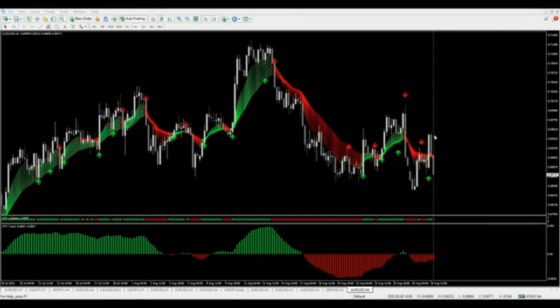What we're waiting for now is to get a red arrow to appear above this current candle, and when it closes with that red arrow, I will enter a short trade. So I'm going to wait for that, and as soon as that happens, I will be going short.